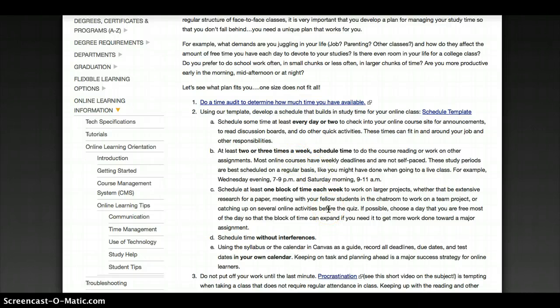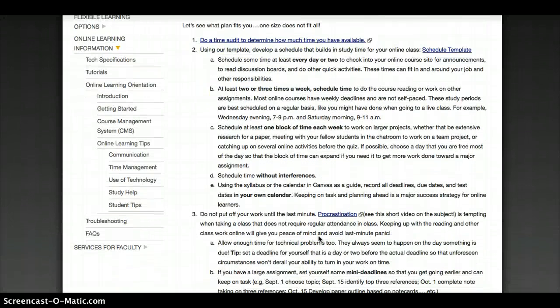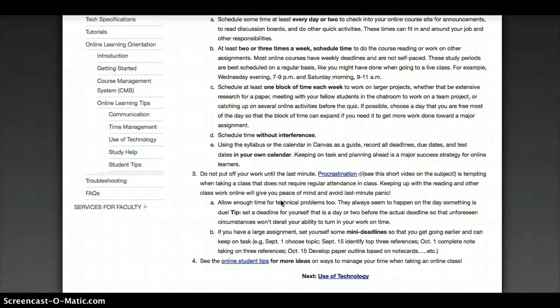Schedule in at least one block of time each week to work on the curatorial project, which is our main research project this semester. We're not writing a research paper, we're instead being curators, and you're going to make a digital exhibition. So use the syllabus in conjunction with the calendar. So put all the deadlines, due dates, and what have you in your own calendar, and that'll give you a major success strategy for the experience this semester.